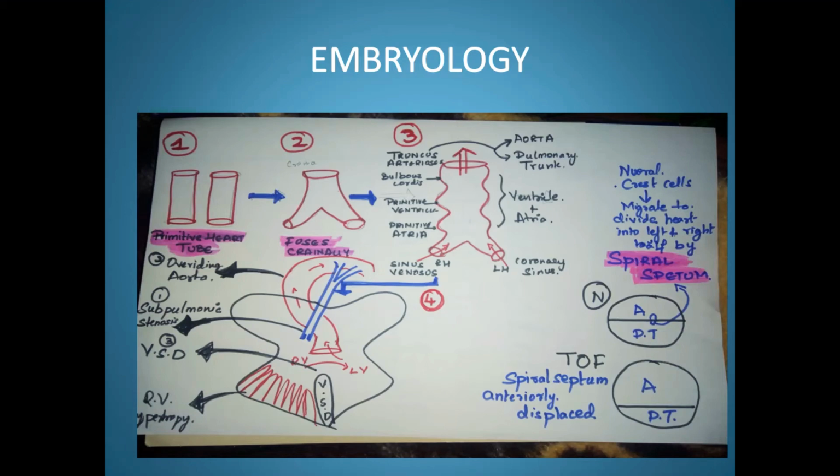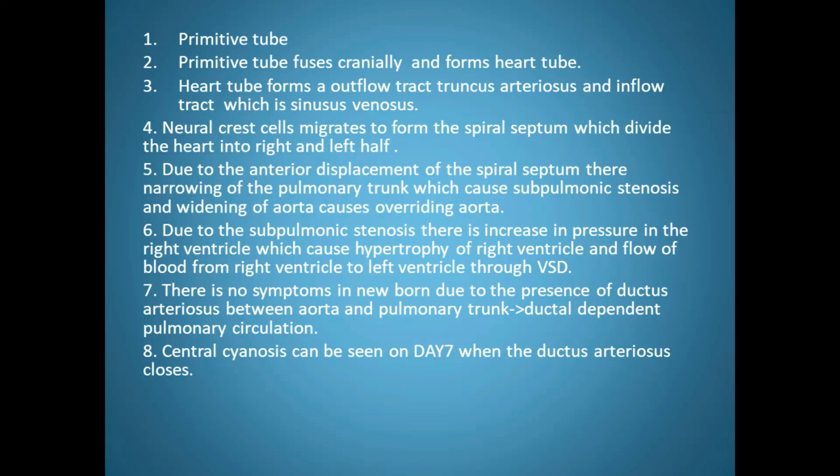But on day 7, when the ductus arteriosus closes, cyanosis starts. Then we can see the symptoms of cyanosis in the child. This is the main concept, and therefore we have covered all four points: subpulmonic stenosis, overriding aorta with a ventricular septal defect, and right ventricular hypertrophy.